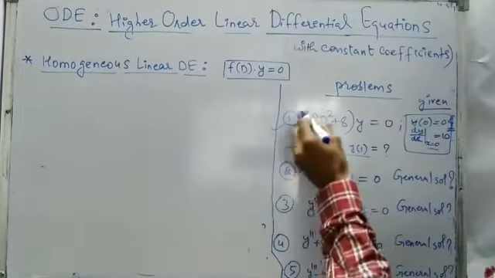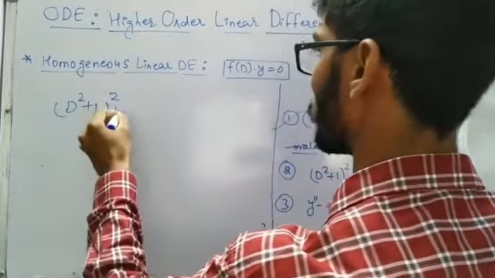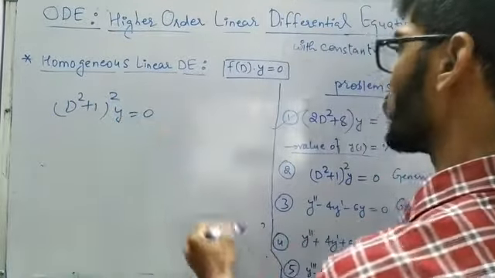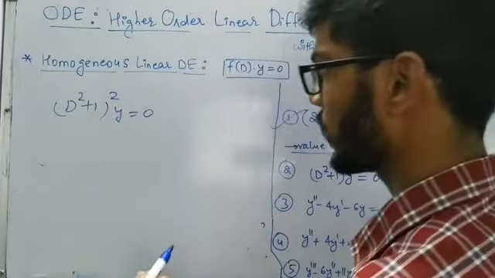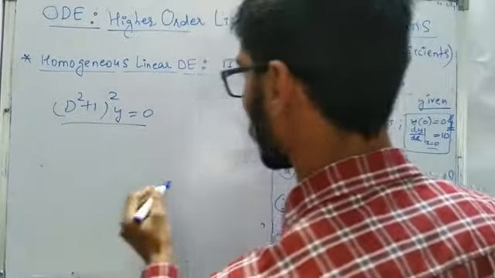So the first one we have done. Problem number 2 is (D² + 1)² y = 0. Only the general solution is being asked, so no conditions are given and no exact question is asked about what the value will be at a particular point.